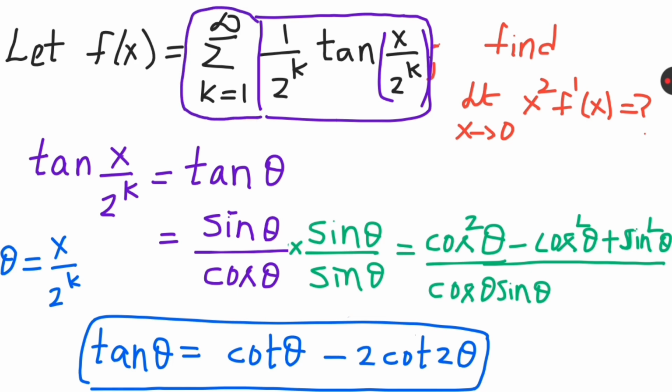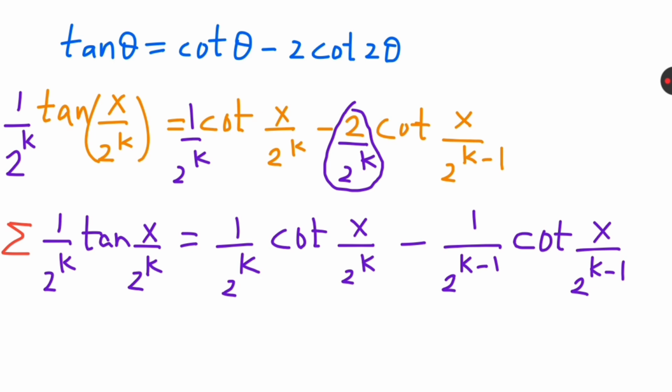That is our f of x. Now you have to take summation k equal to 1 to infinity. This is a telescoping series. So let's write out the first few terms. So let's substitute k equal to 1.